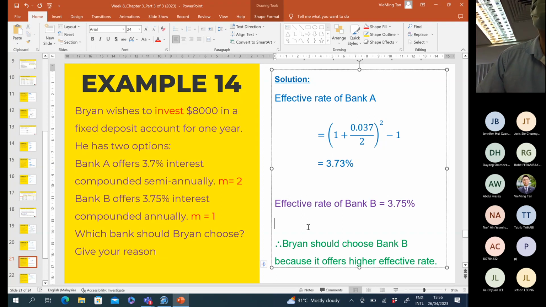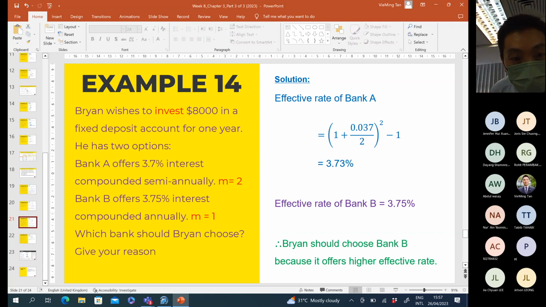Okay, now we can do comparison. So which interest rate is higher? This one is higher, right? Bank B is higher. So that means if Brian is an investor, then Brian should choose Bank B because he can get a higher return. But for a borrower, should choose Bank A because the cost is lower.